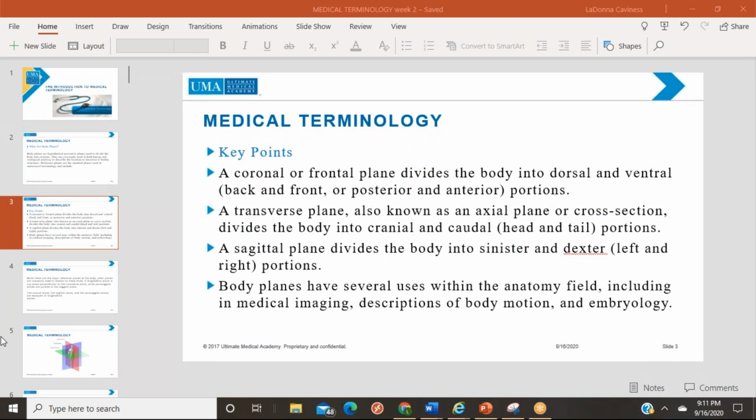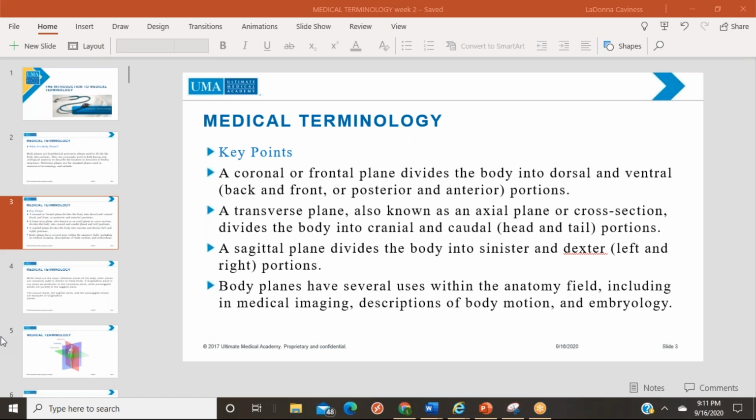the coronal or the frontal plane, which divides the body into dorsal and ventral, back and front, or posterior and anterior portions. A transverse plane, also known as an axial plane or cross section, divides the body into cranial and caudal, which is the head and tail portions. A sagittal plane divides the body into sinister and dexter, left and right portions.